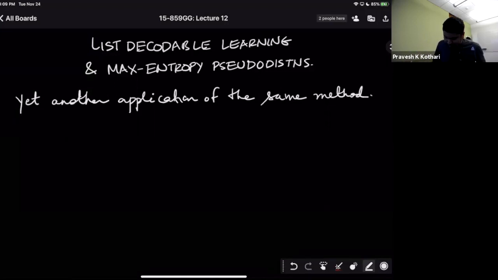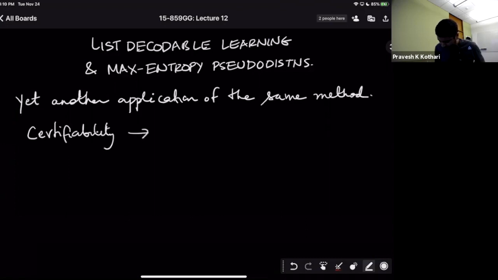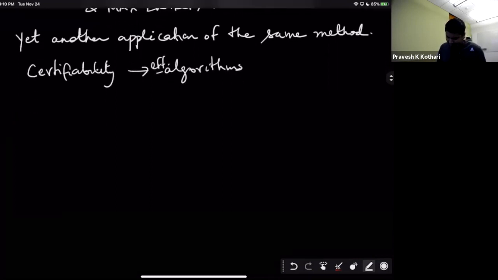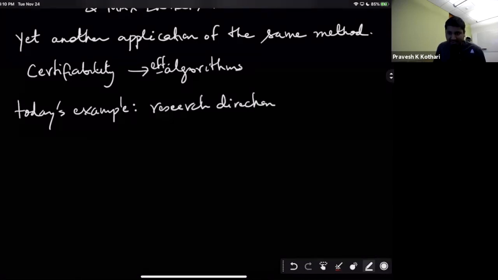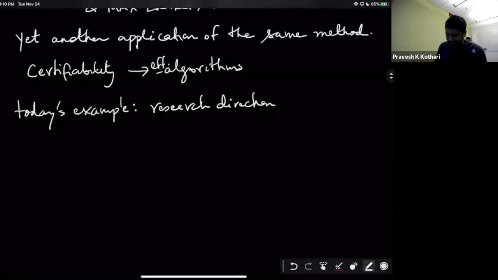Good. So we're going to see yet another application of the same method, that uses certifiability proofs for solution and uses it to design efficient algorithms. And today's example is basically a research direction with lots of recent activity, lots of different papers being written on this topic. We'll see one example only. Currently active, and it's kind of a very nascent area. Most of the works that have happened in this area are about 2 to 3 years old, so it's extremely current.